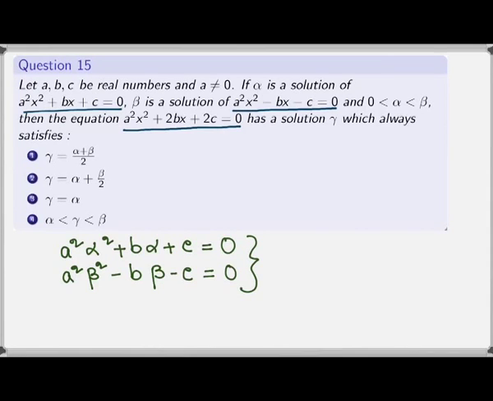Let us call f(x) equal to a square x square plus 2bx plus 2c. So we have to find out the properties satisfied by a solution of f(x) equals to 0. We shall first compute what is f of alpha and what is f of beta.